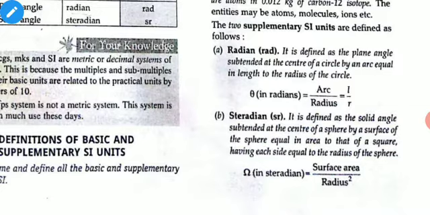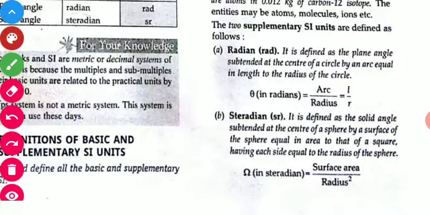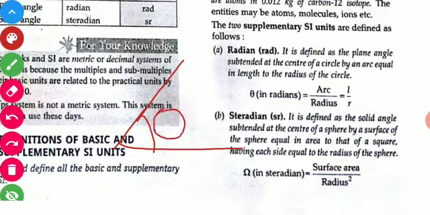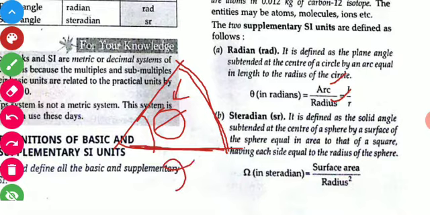Take any two planes like this. One plane is this, second is this, and this angle is theta. Now we measure theta according to our SI system in radians, and the formula of theta is arc upon radius. What is arc? This length is arc and this length is radius, so it is A and it is R.